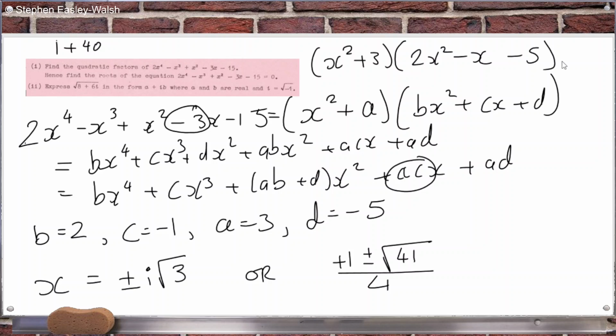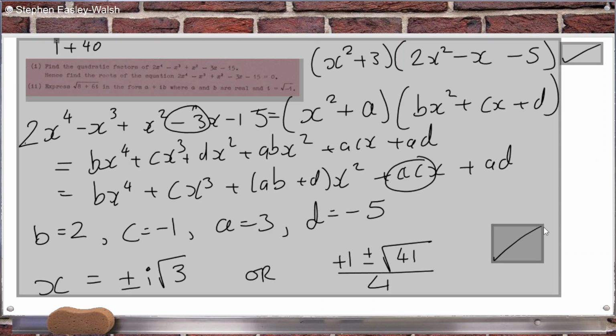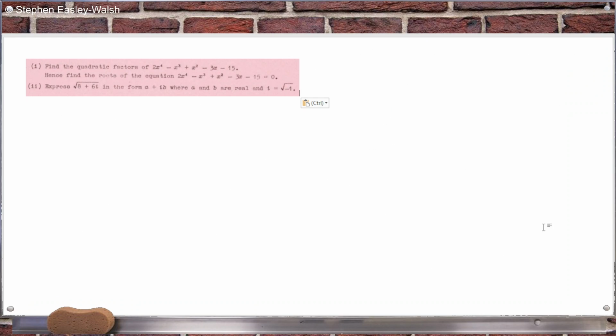So I factorized and I found the roots. That is fine. Now, well, it's not really fine. Now, the second part.